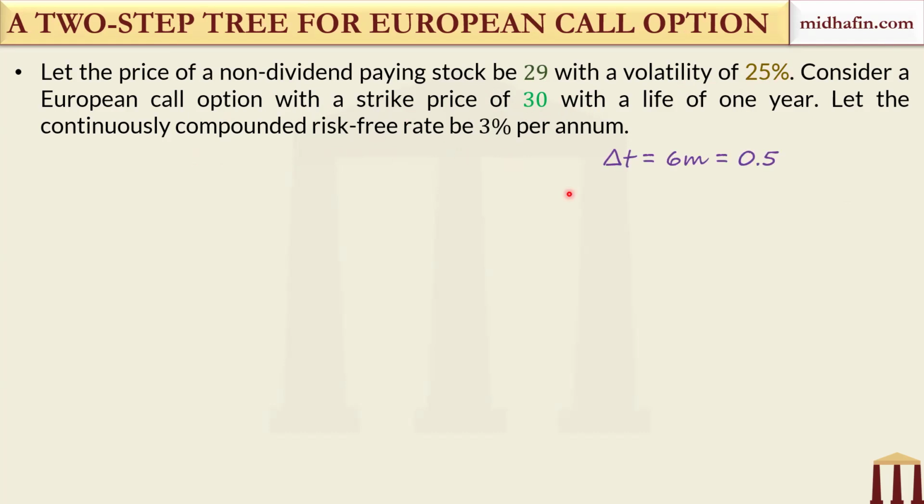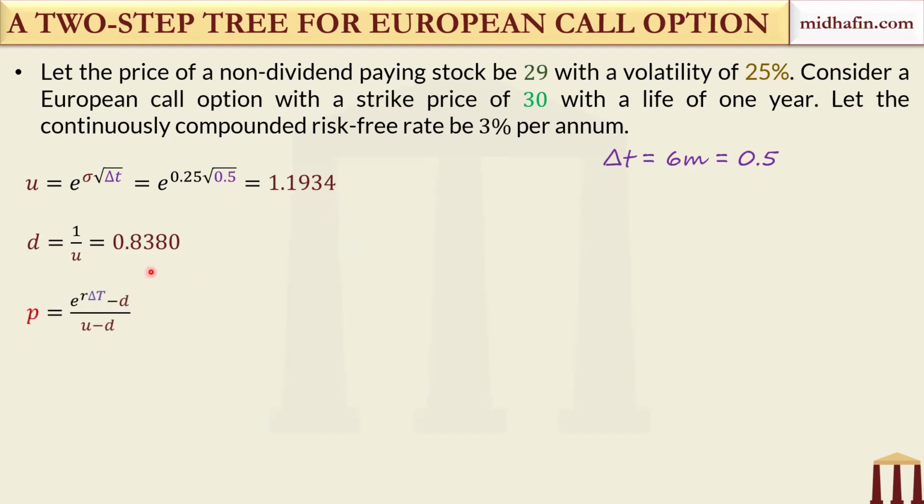Okay. Can you tell me what will be U? Okay, I'll give you U. You can tell me D. So this is U. What is D? Quickly tell me what is D. 0.837. Okay, so 0.83 something, yeah, so it will become 0.838. Okay, so this is P, the probability of up move. Can you tell me how much you'll get as P?